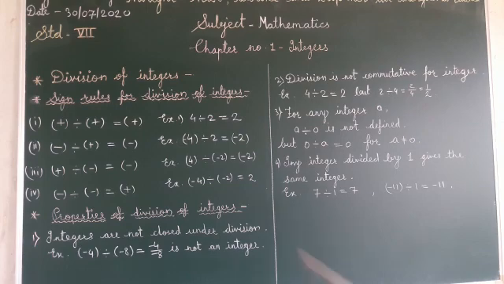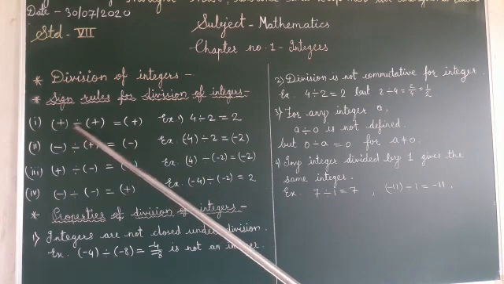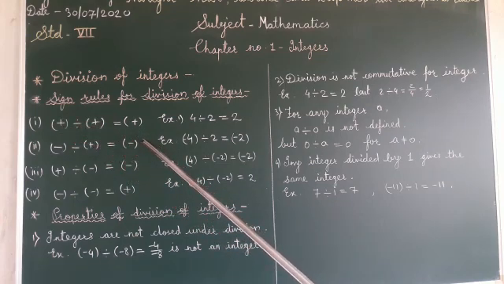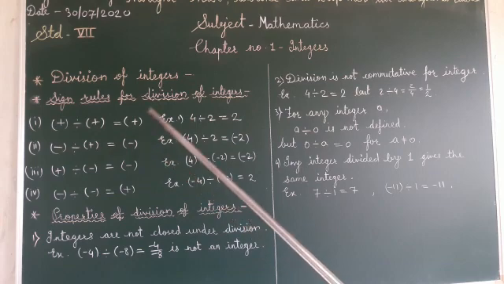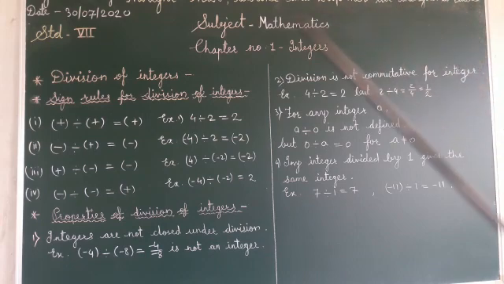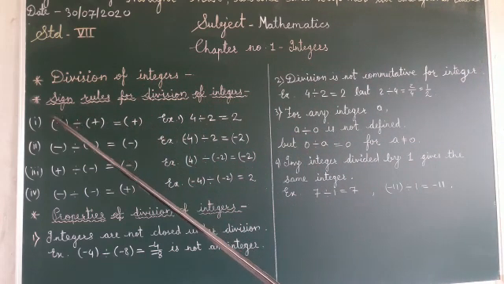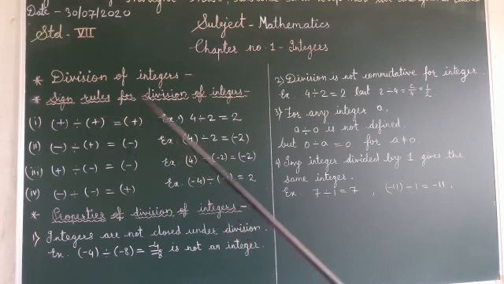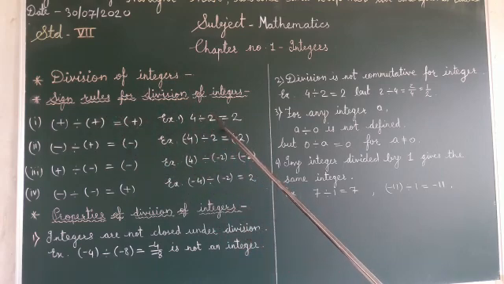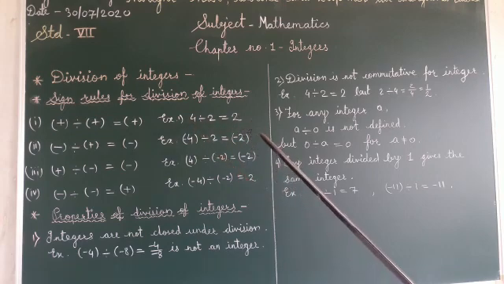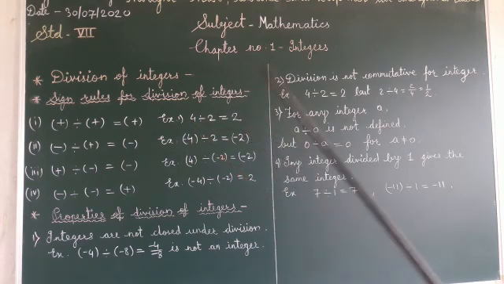Division of two positive integers. If we divide two positive integers, you always get a positive integer. See here, positive integer divided by positive integer gives a positive integer. For example, 4 divided by 2, both are positive integers. When you divide 4 by 2, you get the answer 2.